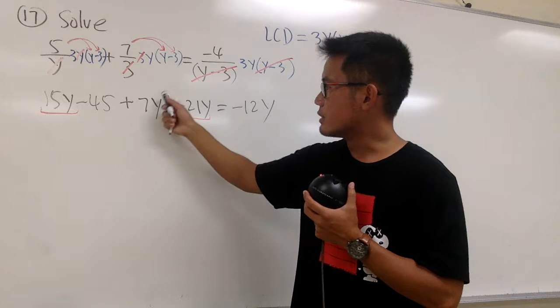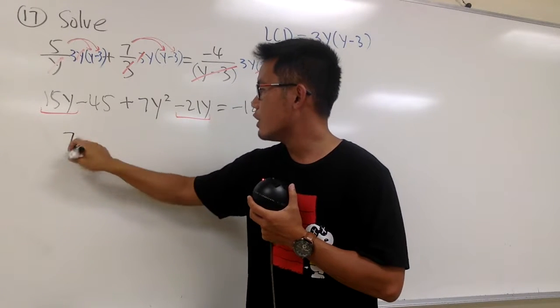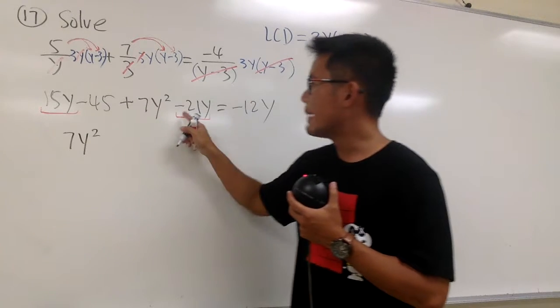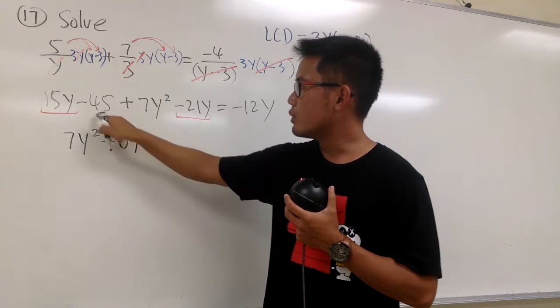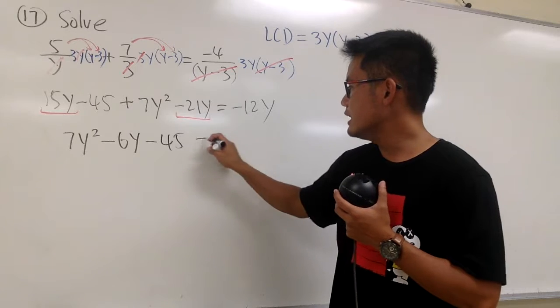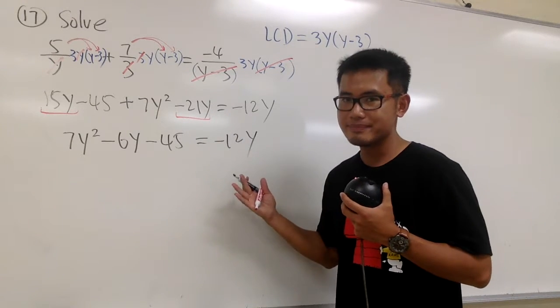The one with the exponent, the highest exponent first. So let's write down this first. 7y squared, right? And then 15y minus 21y, that's negative 6y. And we have the negative 45 right here. And this is equal to that, negative 12y. This is what we have.